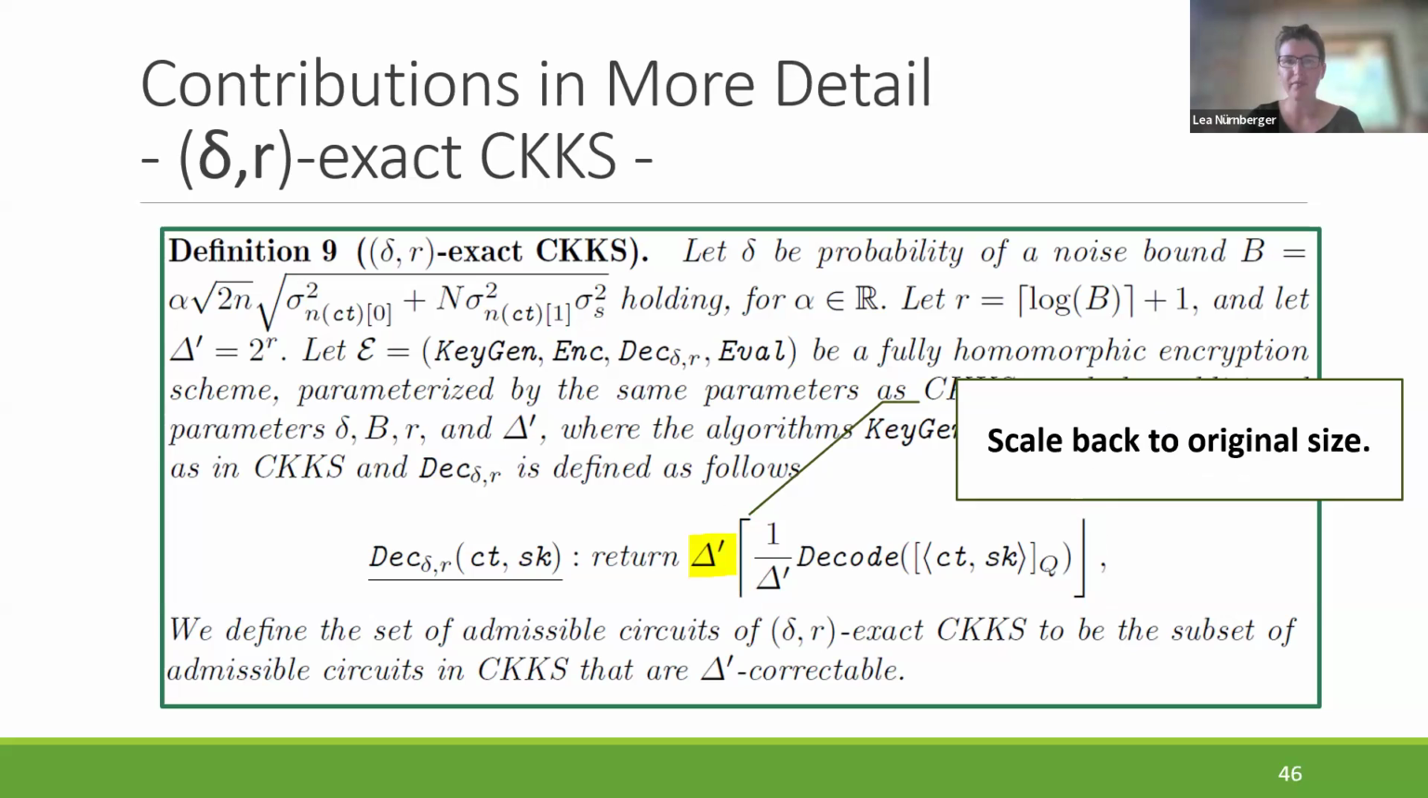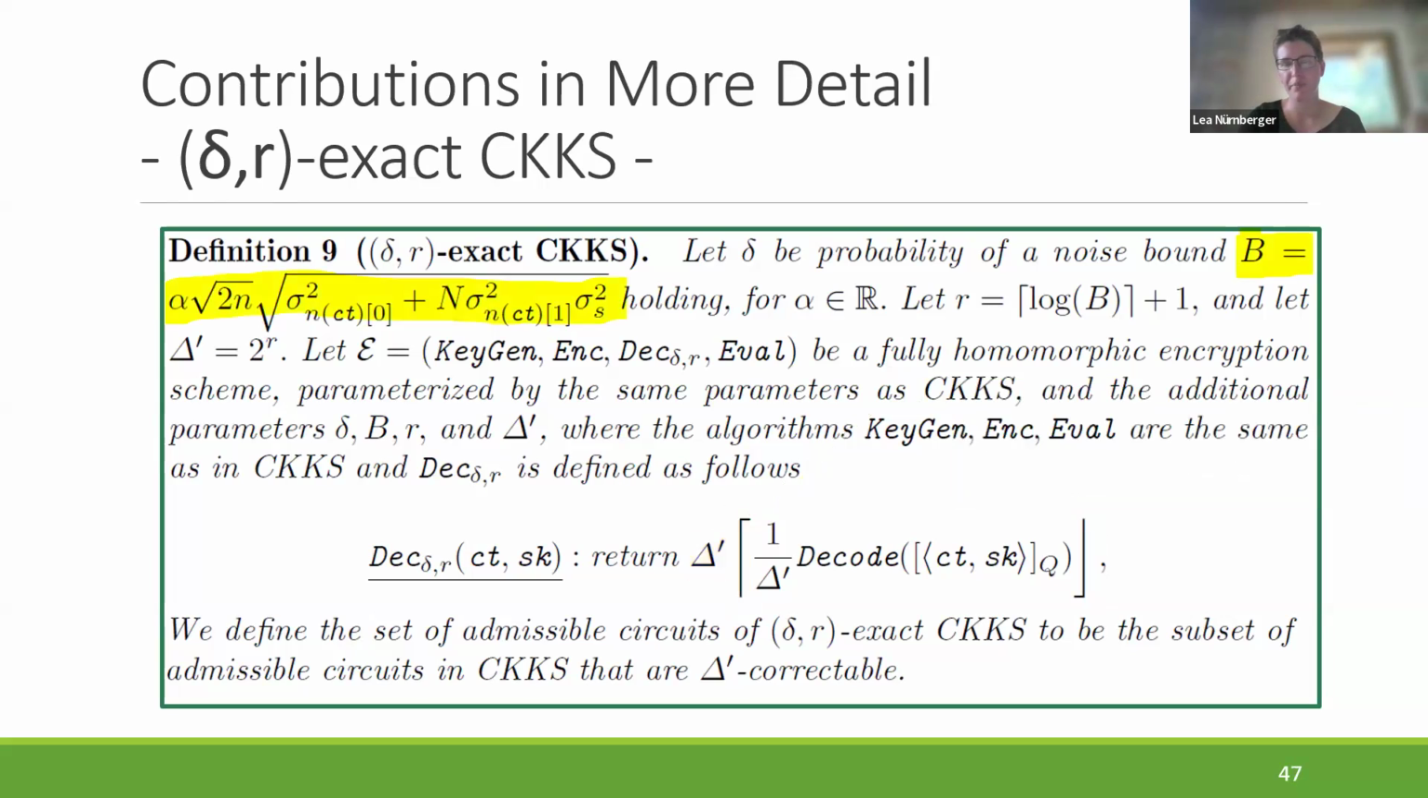Now, in the ideal functionality, we only called it R exact CKKS. Now here it's called delta R exact CKKS. And this is because the bounds that we're calculating to know by how much we need to push our message to the right side of the comma are probabilistic.